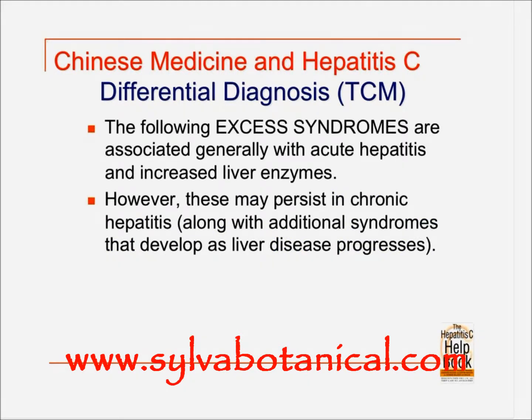The excess syndromes are associated generally with acute hepatitis and increased liver enzymes. And when I say increased liver enzymes, I mean very, very high levels, in the hundreds and thousands. That's at the very beginning. However, these syndromes that exist at the beginning may also persist in chronic hepatitis, along with additional syndromes that develop as liver disease progresses. So some of these are associated with the early stages, and as you move along in the process, they may be added onto or transformed into other patterns.